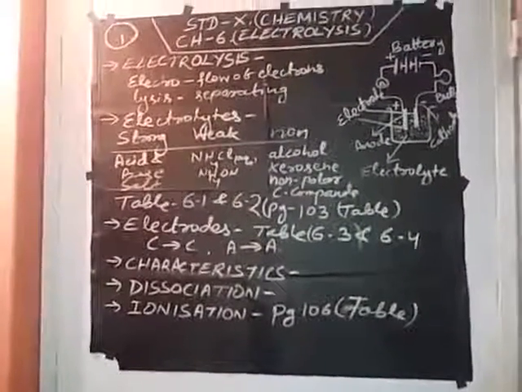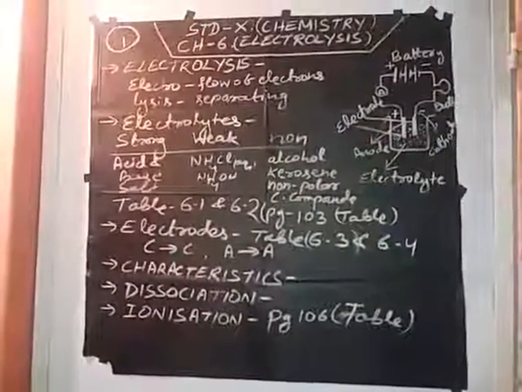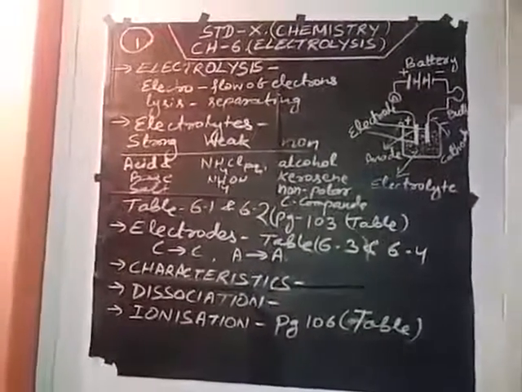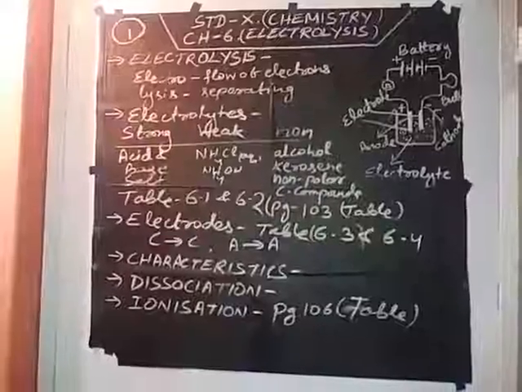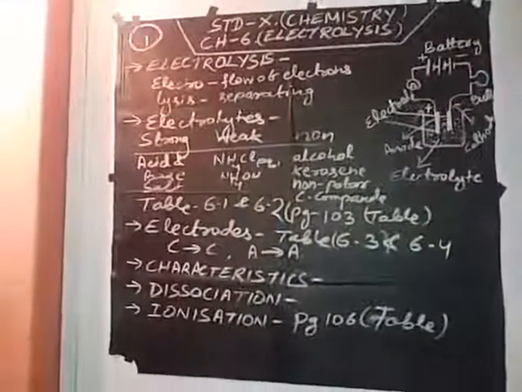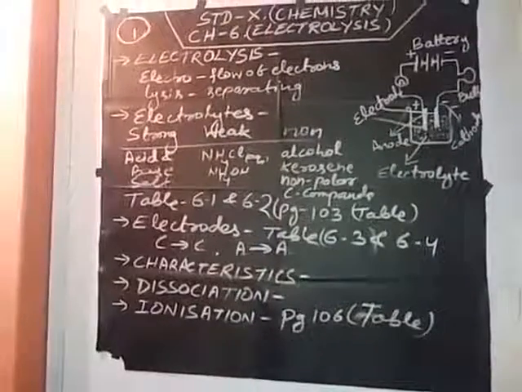So see the table on page 106. What is the difference between ionization and dissociation? What is the meaning of ionization? The process by which polar covalent compounds are converted into ions in water solution is called ionization.